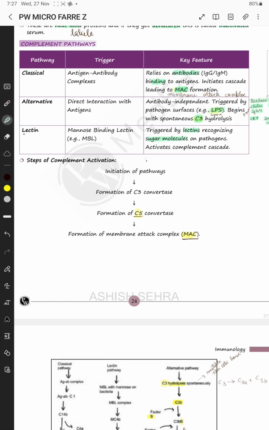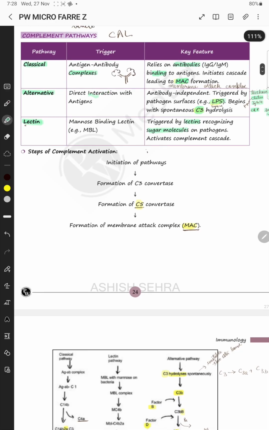They are activated by three pathways. The mnemonic is CAL. C stands for classical, A for alternative, and L for lectin. These three pathways have different triggers. The classical pathway is triggered by antigen antibody complex. So for classical pathway we need immune complex. Antibody has to be there, and this antibody should bind to the antigen. Alternative pathway is triggered directly by the antigen. For this, complex is not needed.